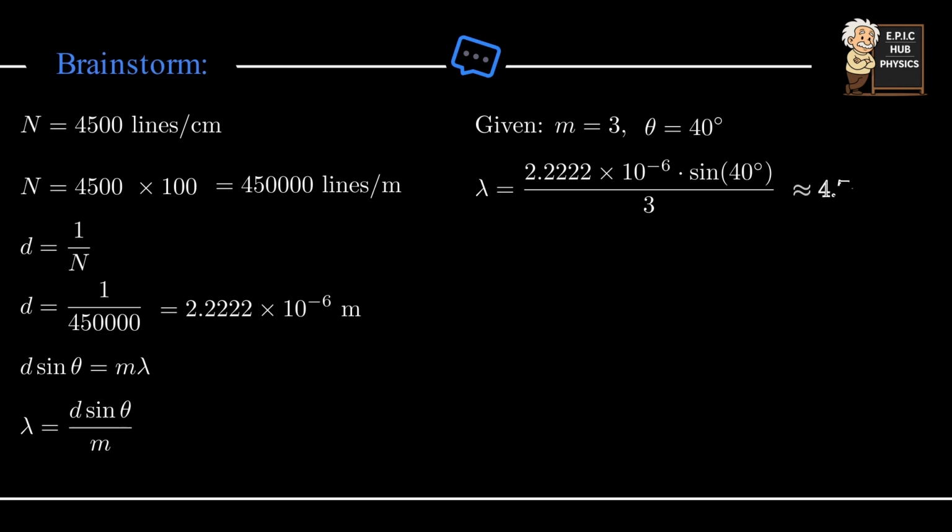Calculating this, lambda is approximately 4.7613 times 10 to the minus 7 meters. Rounding to two significant figures, lambda is approximately 4.8 times 10 to the minus 7 meters. This is our final answer.